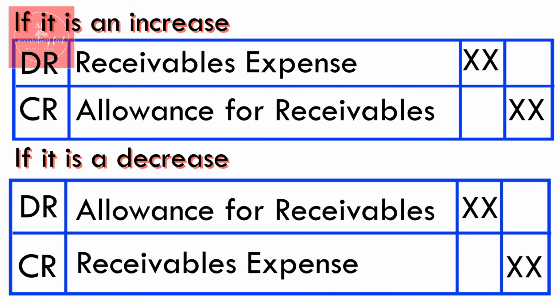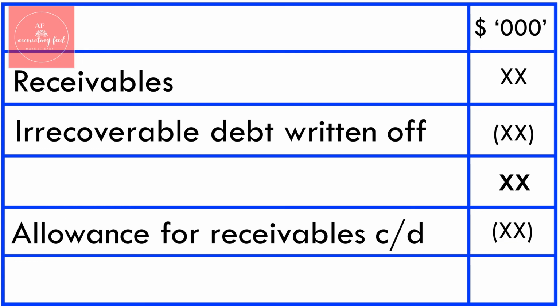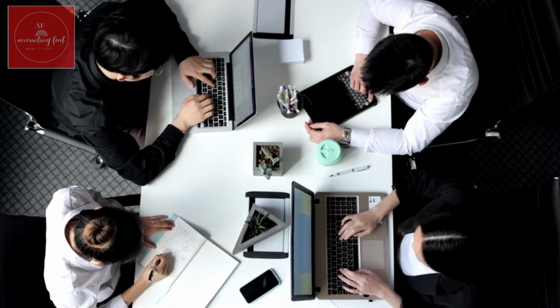The value of receivables that appears in the statement of financial position will be calculated as follows. So we start with the receivable balance, deduct irrecoverable debt written off, and then whatever you get there is what you use to determine the allowance for receivables carried down. So it can be a percentage, for example 5% of that balance. So when you deduct that figure, the amount you get is the value of receivables that goes to the statement of financial position. This marks the end of our session today.